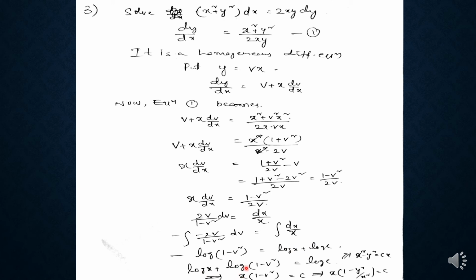Log x plus log of 1 minus v square is equal to log c, that is log a plus log b can be written as x into 1 minus v square is equal to c, that is x into 1 minus v square means 1 minus y square by x square is equal to c. So that is x into x square minus y square by x square is equal to c. x cancels, x square minus y square is equal to cx. So this is the solution for the given differential equation.